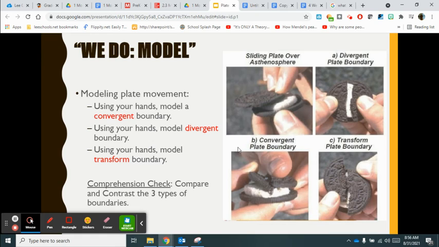Modeling plate movements. Use your hands and model a convergent boundary. So convergent should be coming together. Use your hands and model a divergent boundary. That's where your hands should be moving apart. And a transform boundary would be one hand sliding past the other one in opposite directions.